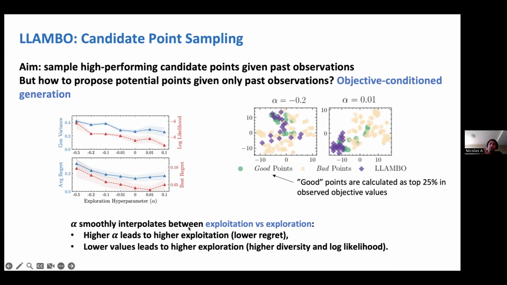So in the end, alpha smoothly interpolates between exploration and exploitation, with higher alpha leading to higher exploitation because we are focusing on a smaller part with lower regret. And lower values tend to lead to higher exploration because we explore a more general space. So there will be a trade-off between exploration and exploitation, and I think in the paper we select a hyperparameter alpha of 0.01.